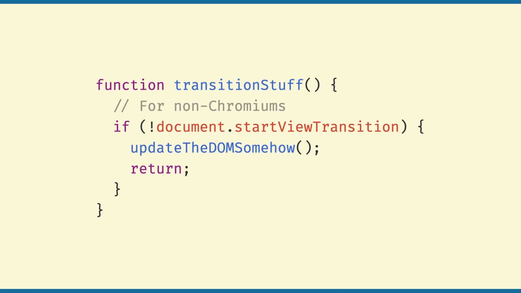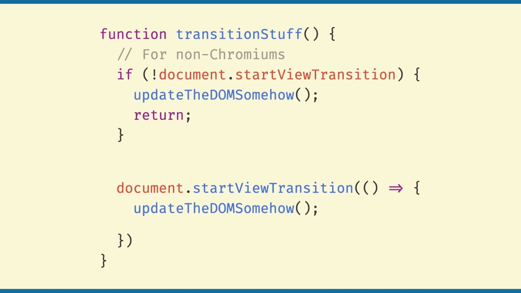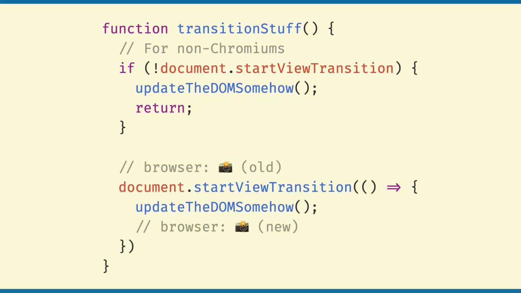If it's not available, just update the DOM, right? If it is there, call start view transition. And what this does is the browser will take literally a screenshot of the elements in the DOM before this is called, and then it will take a new screenshot after you modified all the DOM states there. And then it will just transition it somehow.